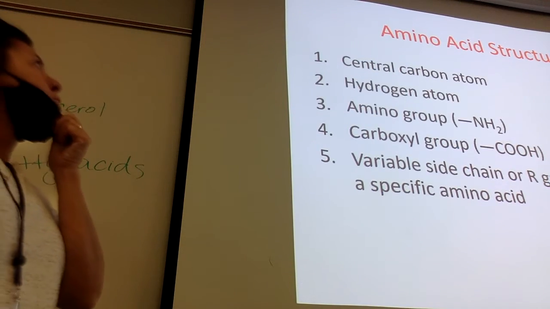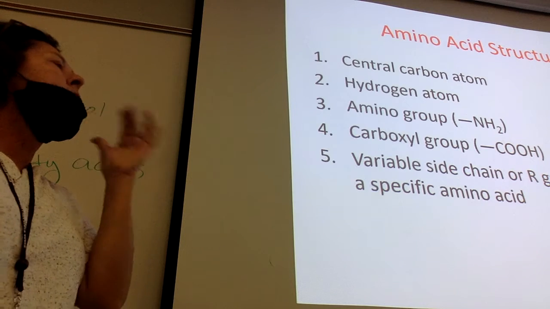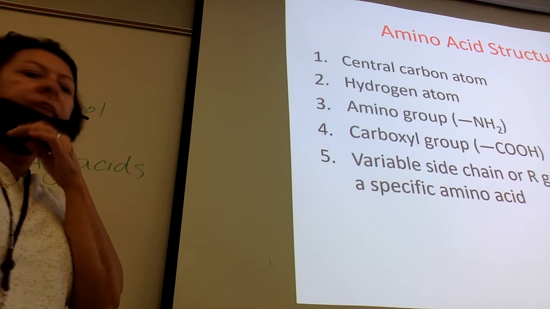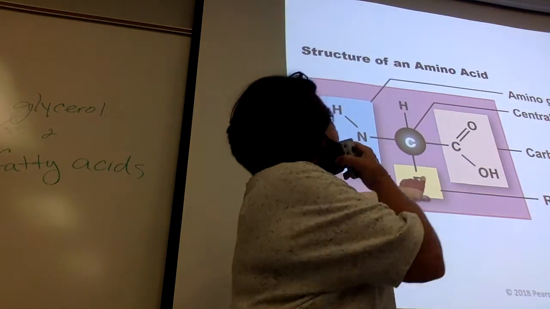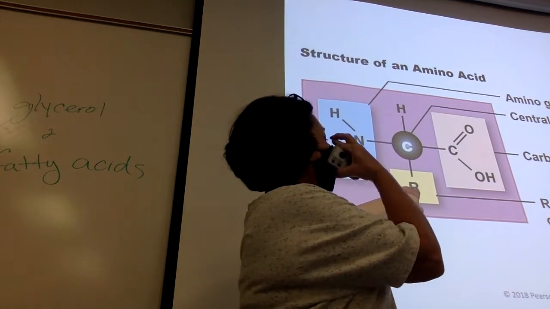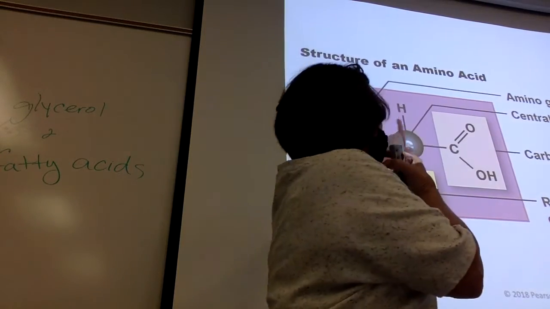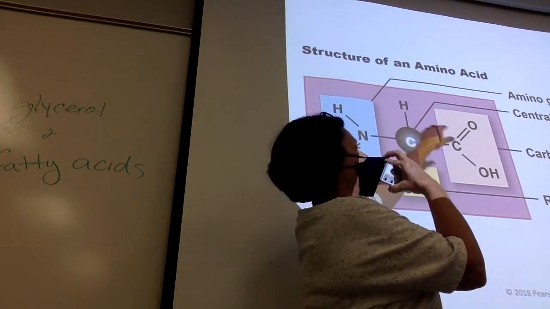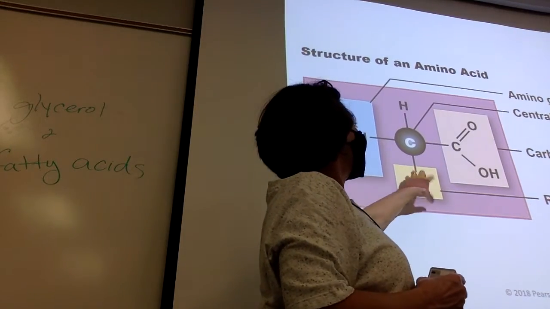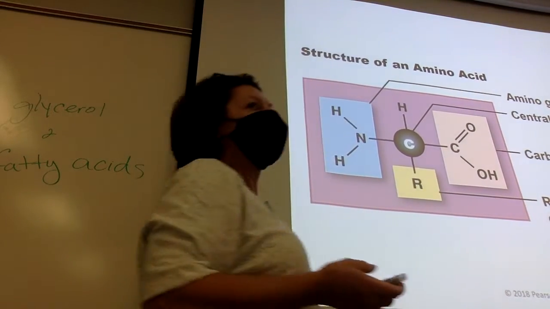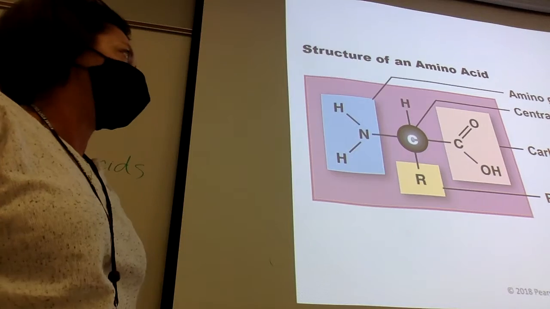This just talks about the structure of an amino acid. Of those 20 amino acids, structurally they all look the same with the exception of this. All amino acids have this same blue group. They have a central carbon atom. They have a hydrogen here. They have this pink group. The only place they differ is this yellow square right there. It's different in all amino acids.